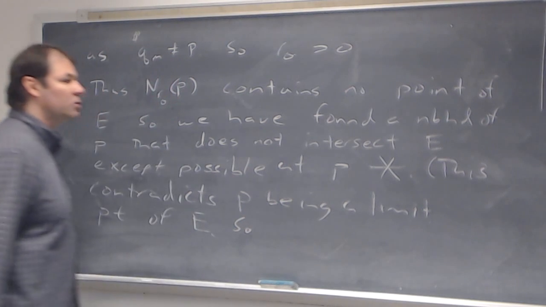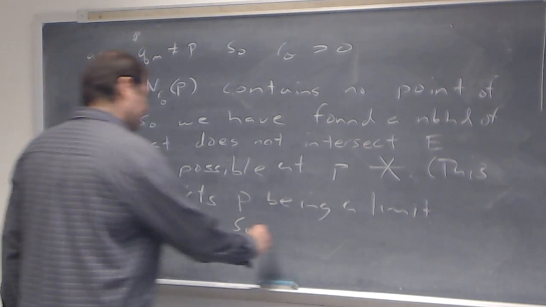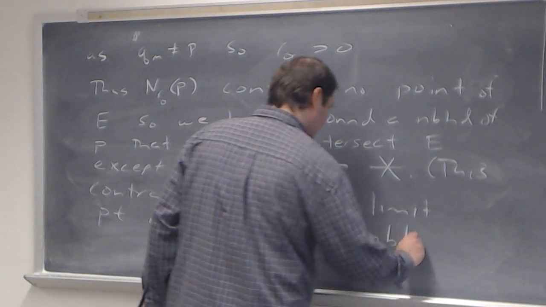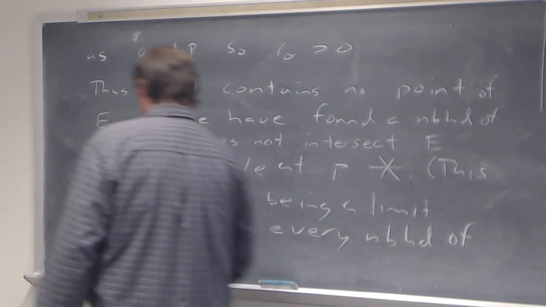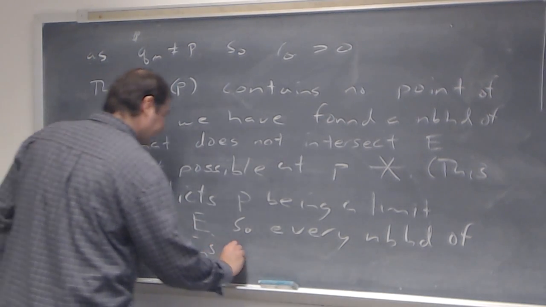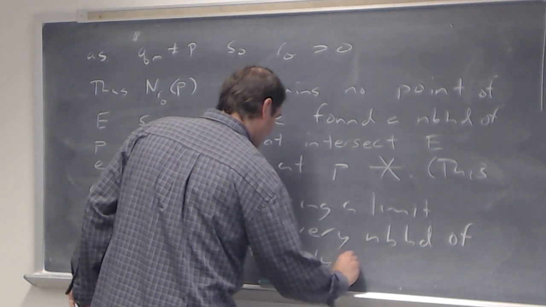So we must have assumed something wrong. We didn't make a mistake in our logic. What we assumed that must be wrong was that there exists a neighborhood of P that contains only finitely many points of E. So it must be the case that every neighborhood of P contains infinitely many points of E.